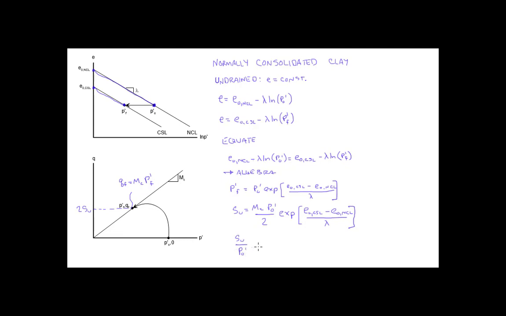And then we can divide Su by p0', and we get a constant, Mc over 2 times the exponential. And notice that everything on the right side of the equal sign is a constant. That means that Su over p0' is also a constant, and it's called the normally consolidated undrained strength ratio. It's a really critical parameter, and you should think of Su over p0' as basically a material constant. It's a single number that we can find for any kind of clay, conditioned on the fact that the normal consolidation line and critical state line are parallel.